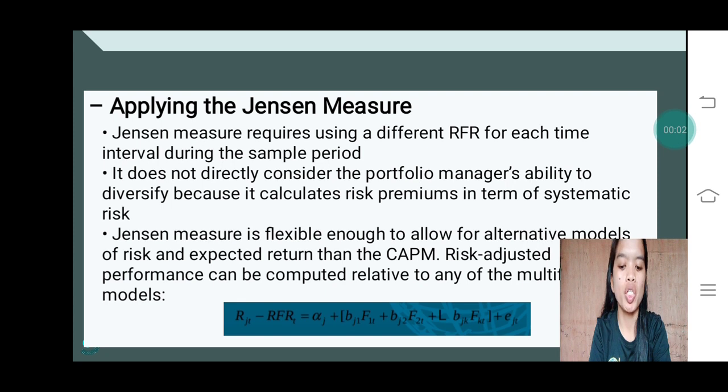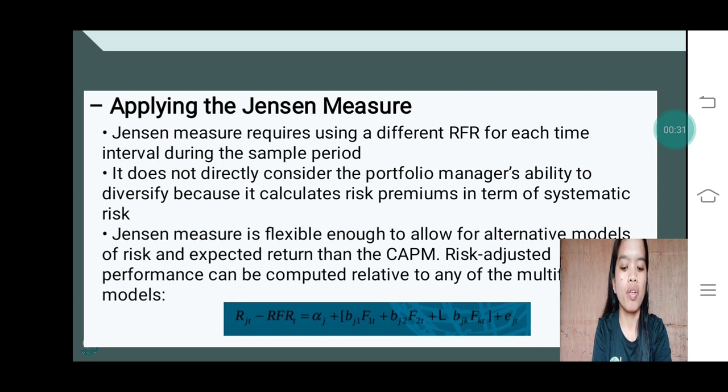Applying the Jensen measure. The Jensen measure is a financial performance measure that assesses the risk-adjusted return of an investment. It compares the actual return of the investment to the expected return based on a benchmark or reference rate. Using a different RFR for each time interval is necessary because the risk-free rate can vary over time.